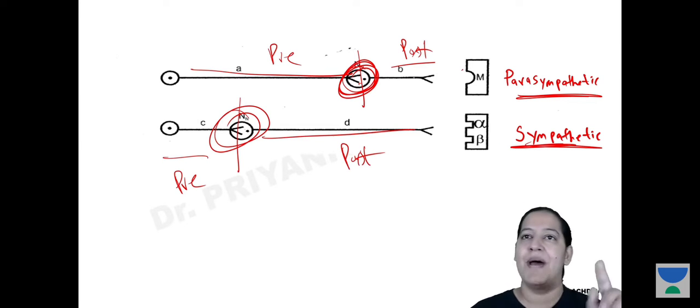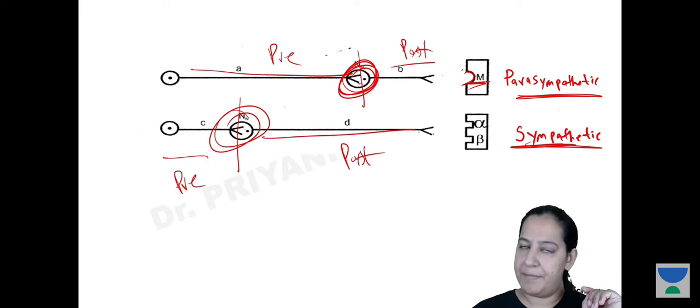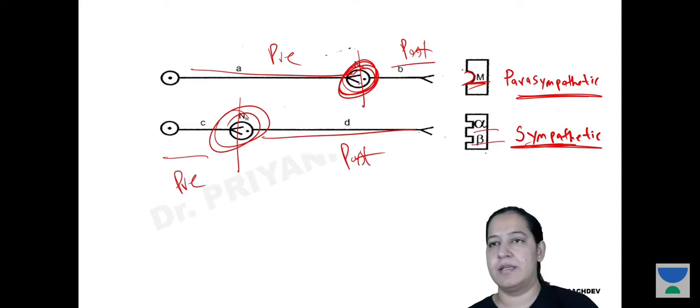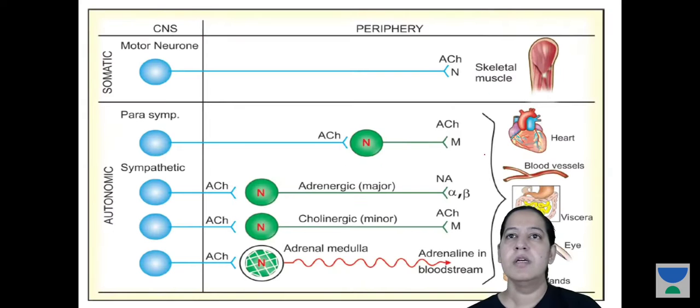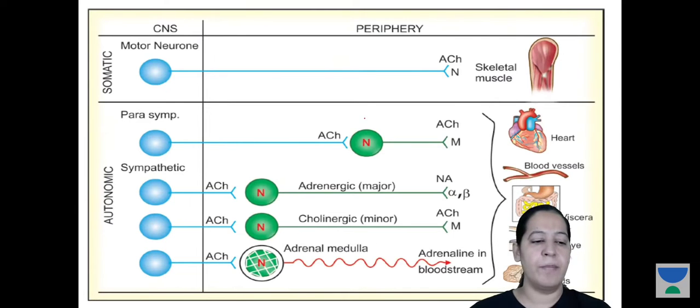Done. In parasympathetic, muscarinic and nicotinic receptors are there. In sympathetic, alpha and beta receptors are there. So we will study these receptors also in detail. So we have studied. This is the same diagram from KDT showing the same detail.